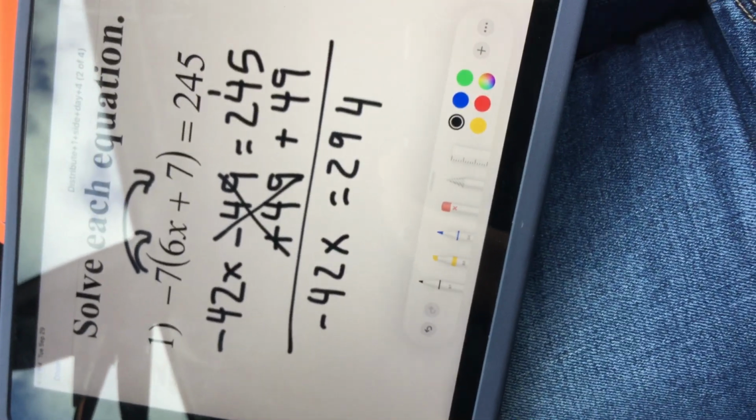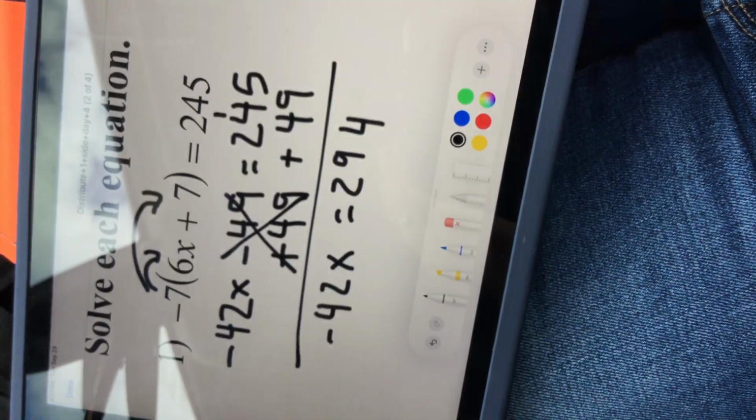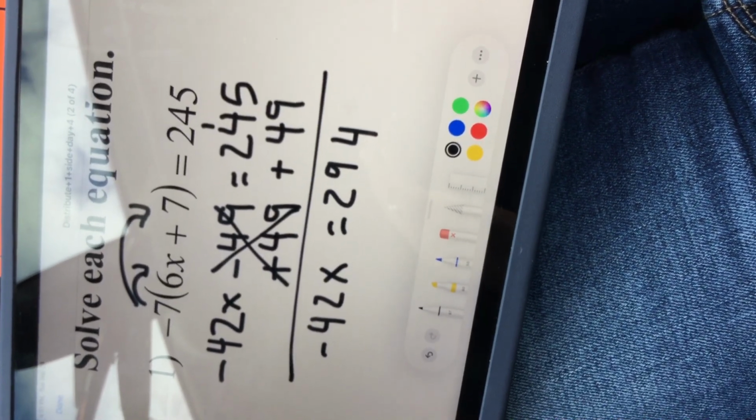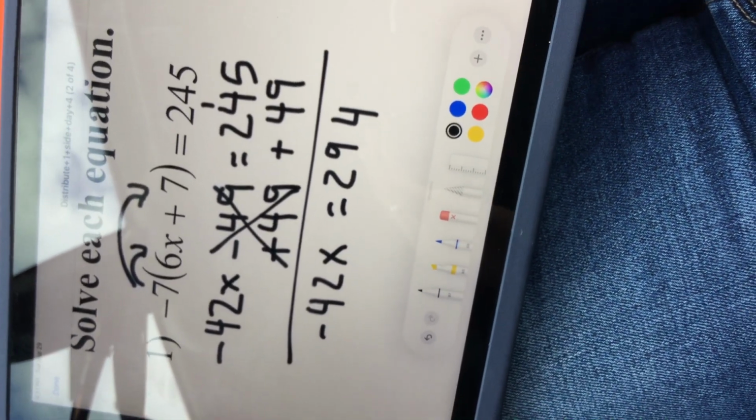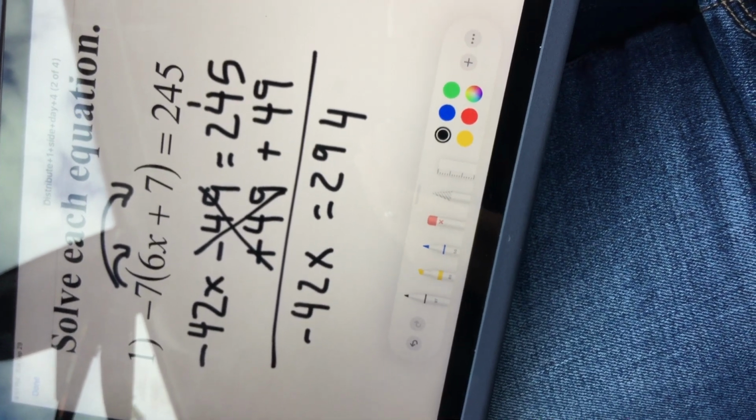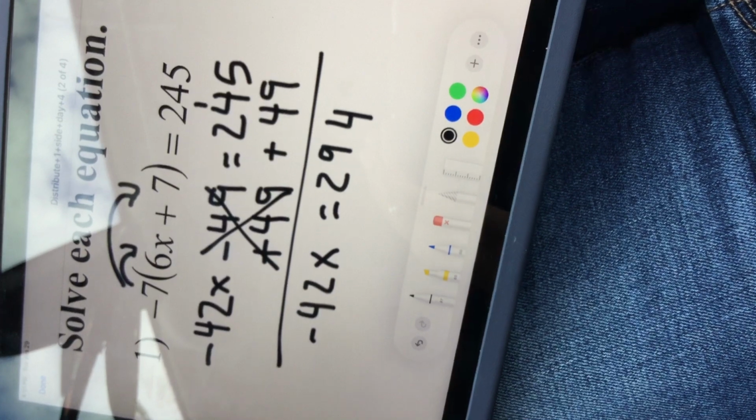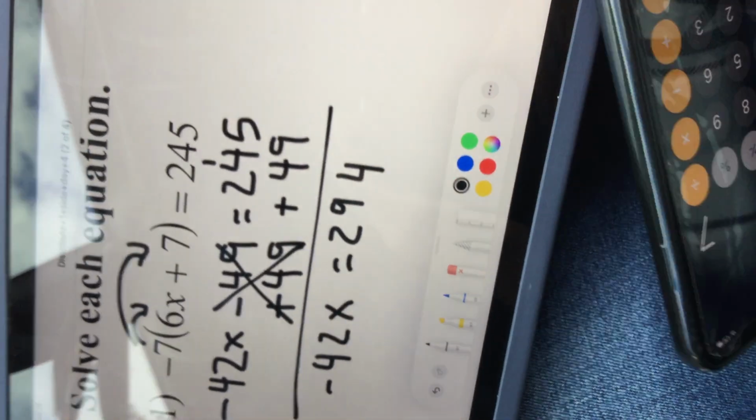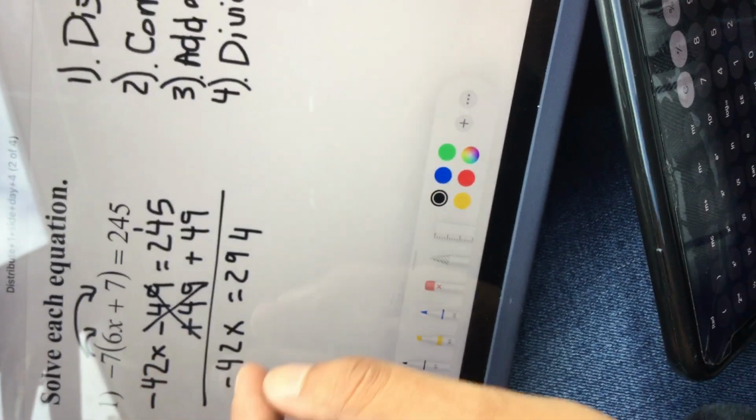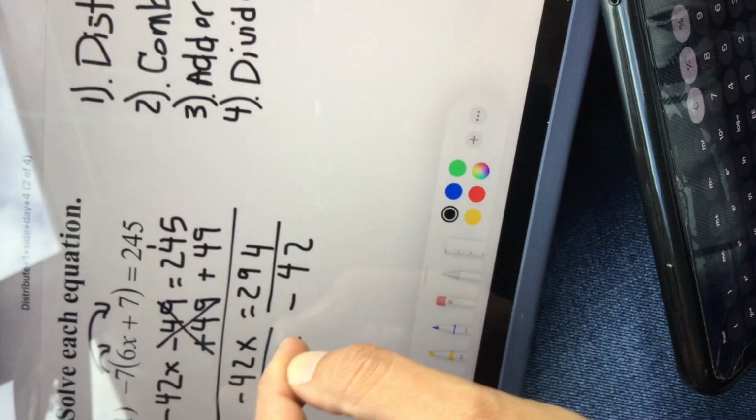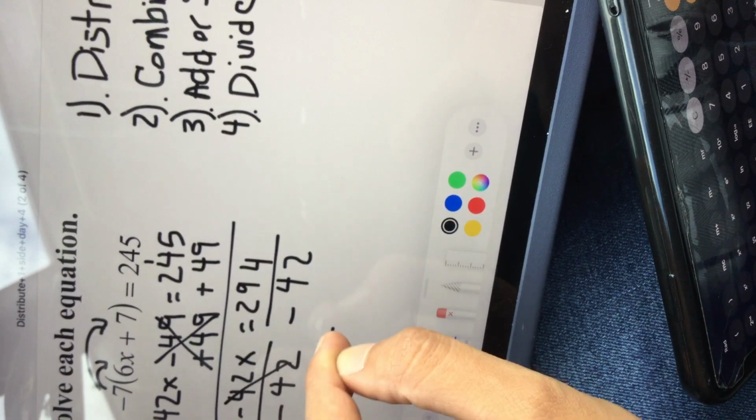Our last step is going to be to divide. Nope, I did something wrong. 245 plus 49. Okay, so we're going to divide by negative 42. Divide by negative 42. So x equals negative 7.